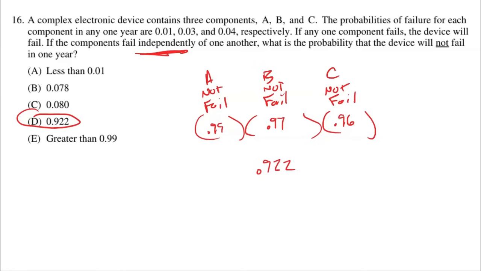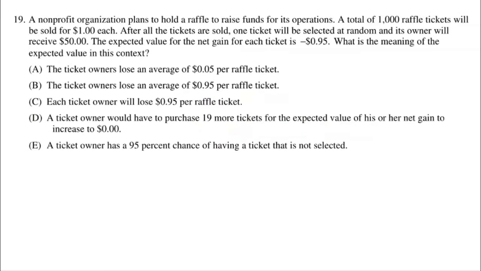All right, next question. A nonprofit organization plans to hold a raffle to raise funds for its operations. A total of 1,000 raffle tickets will be sold for $1. After all the tickets are sold, one ticket will be selected at random and its owner will receive $50. The expected value for the net gain for this ticket is negative 95 cents. What is the meaning of the expected value? Now, another problem with discrete. They actually calculated the mean already for you, which is kind of nice. The mean and the expected value are the same thing.